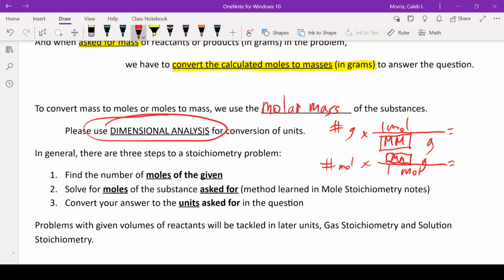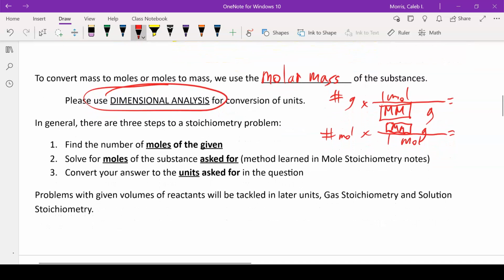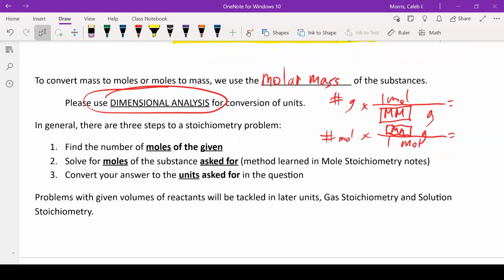So find the number of moles. This is our general steps to solve a stoichiometry problem. And by the way, this will work for the rest of the year. And yes, stoichiometry is here to stay. We're going to be using this all year long. In every unit, we'll talk about it a little bit in terms of something. Okay, so find the number of moles of the given. That's our first step. If you know we're doing a stoichiometry problem, find the number of moles of the given.